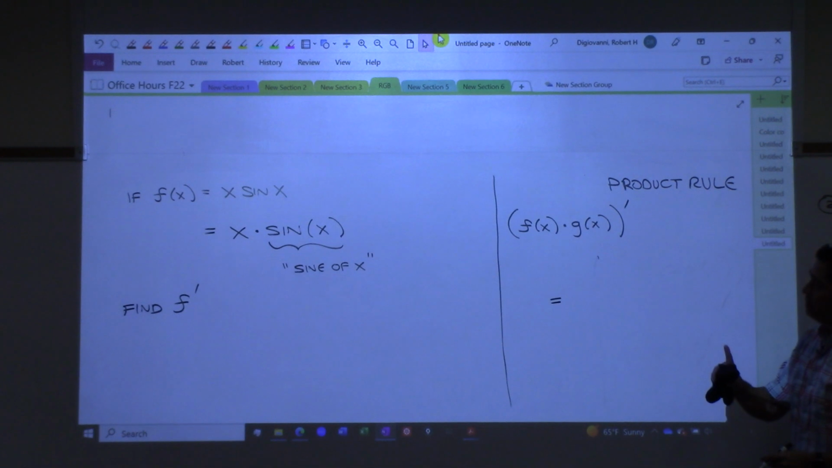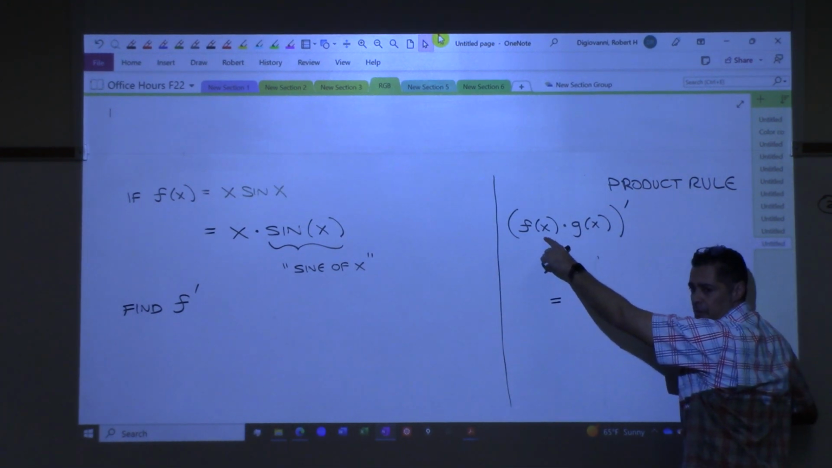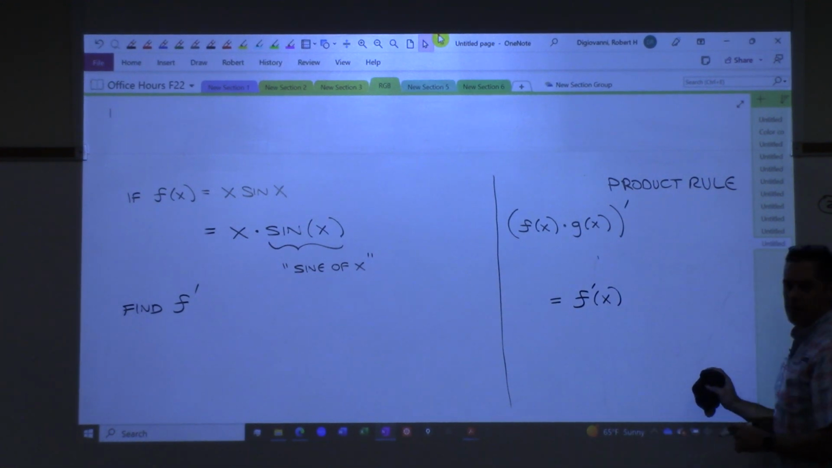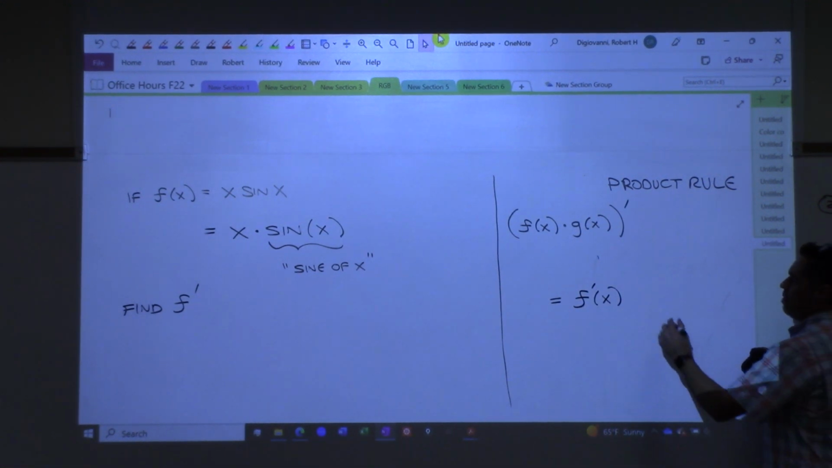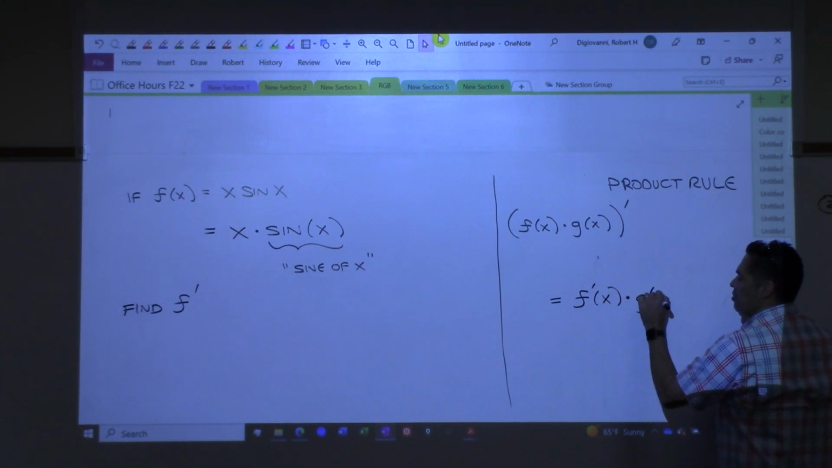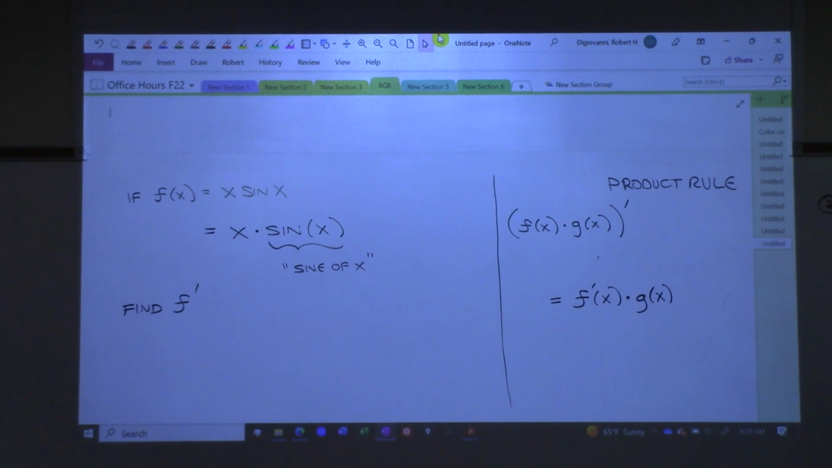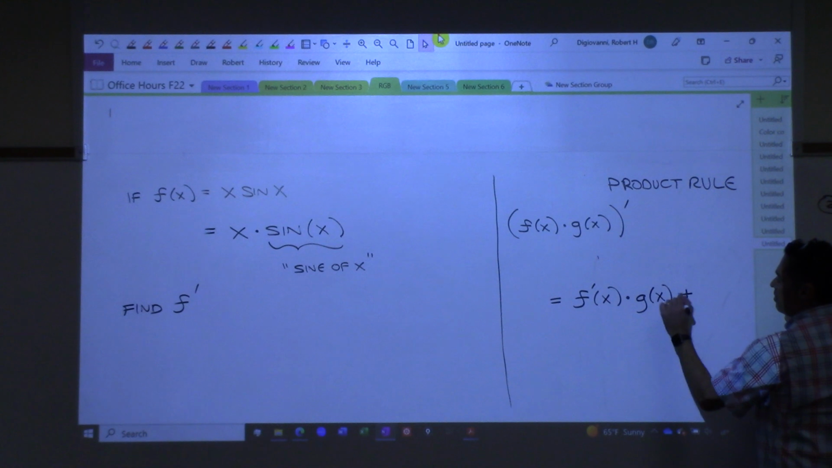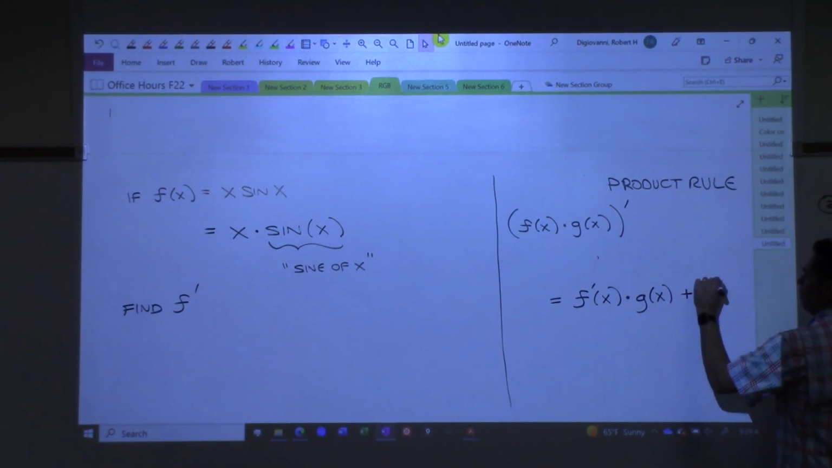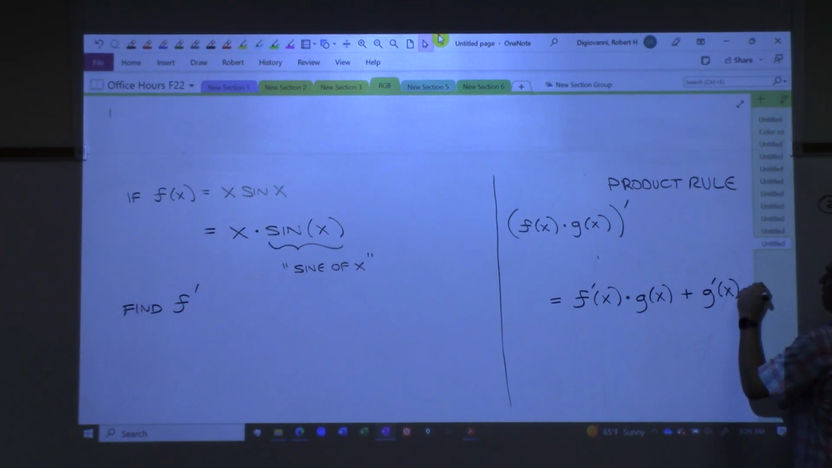What you do first is you take the derivative of this one, f. Okay, so you take the derivative of f, you figure out what it is, right? But then you don't multiply times the derivative of g, you just multiply times the g function without a derivative. That's the first thing you do. Then you add to this. Now you take the derivative of the g function and you multiply that times the f function, but you don't take the derivative. So it's like you're going to take turns.